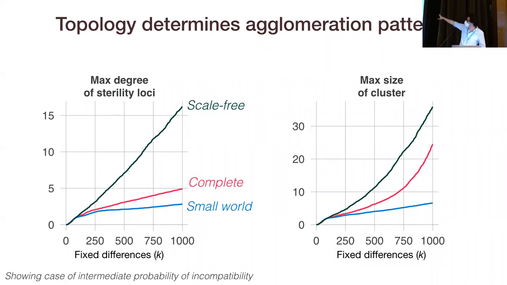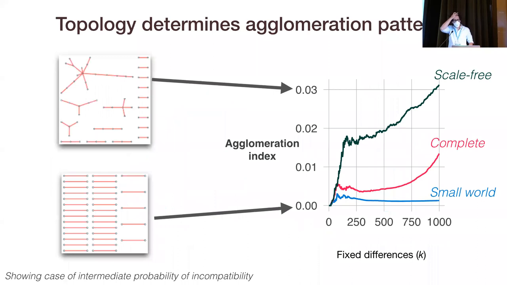The other measure that we're interested in right now is the maximum size of the cluster. So how big is the order of the complex DMI that you're forming? In a similar way, the scale-free, which is the tall one there, keeps growing, while small world grows a lot slower. And the complete network has this odd, almost quadratic shape that we haven't really explored much. We're working on how to summarize these results better.